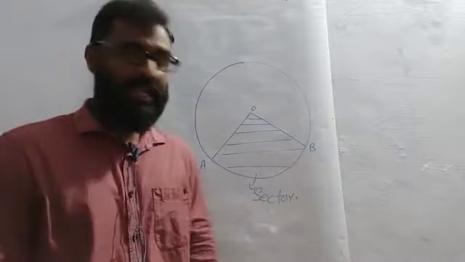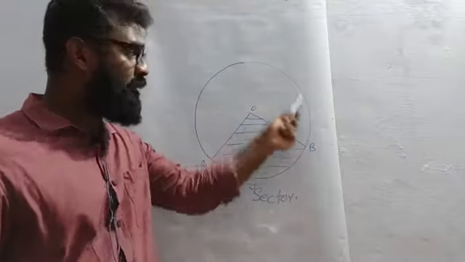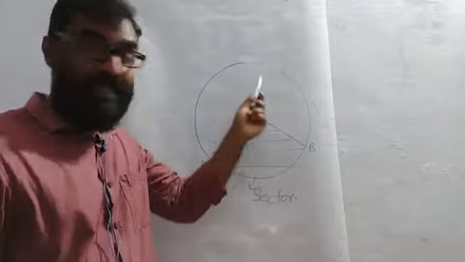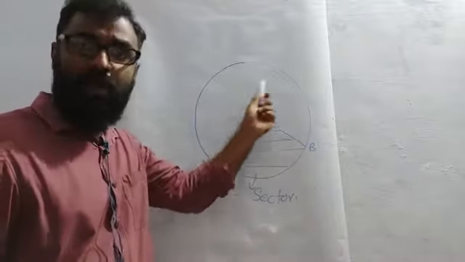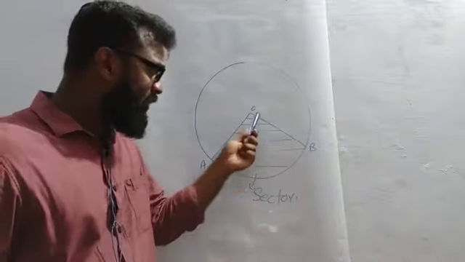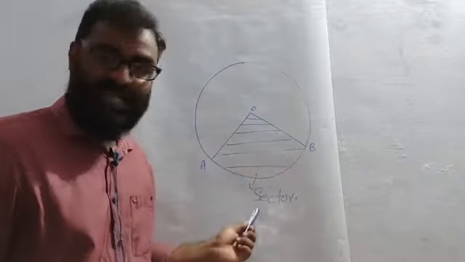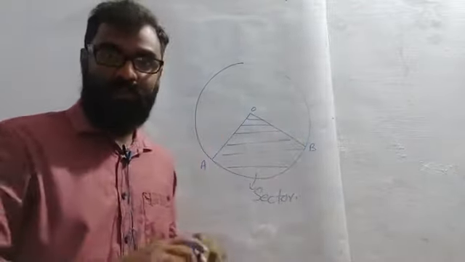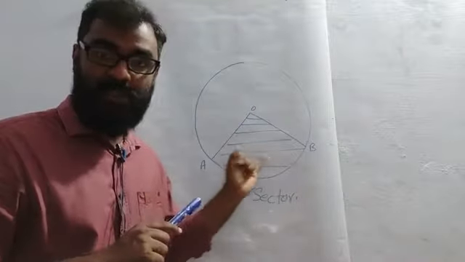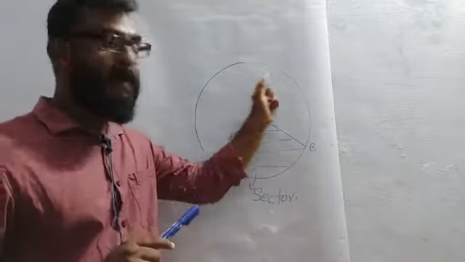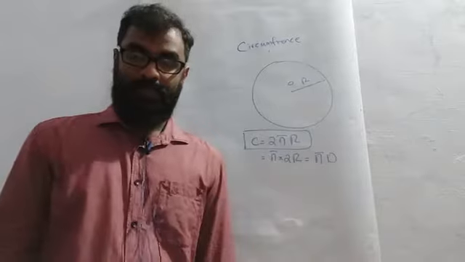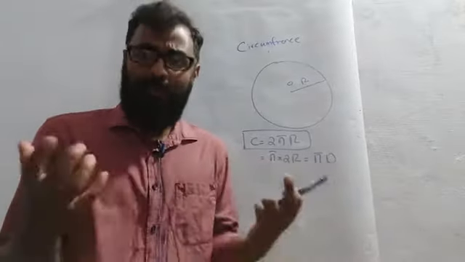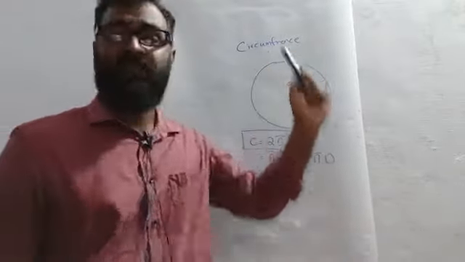So there is another portion here, unshaded. This is also a sector, right? So we can call this small sector a minor sector, and this whole section is a major sector. So we understood what is a sector, what is a minor sector, and what is a major sector, right? Now we are going to deal with a very important topic, which is the circumference of a circle.